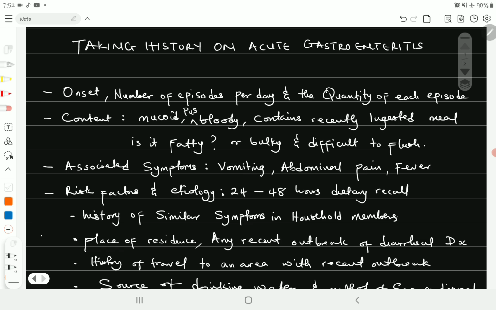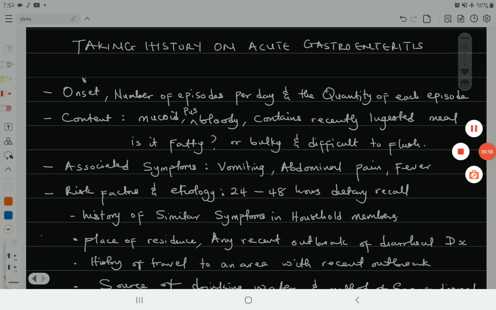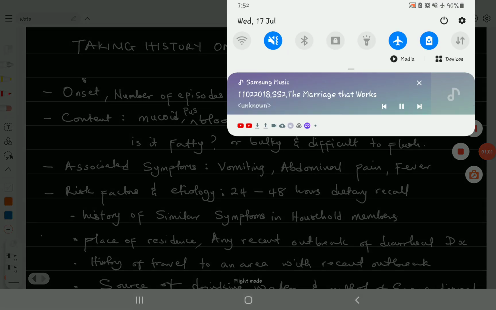The onset is very, very important. When it started. Are you getting me? And especially the timing of the symptoms from the last food the person ate, because there are certain organisms that form preformed toxins, and you see that with Bacillus cereus and Staph aureus.